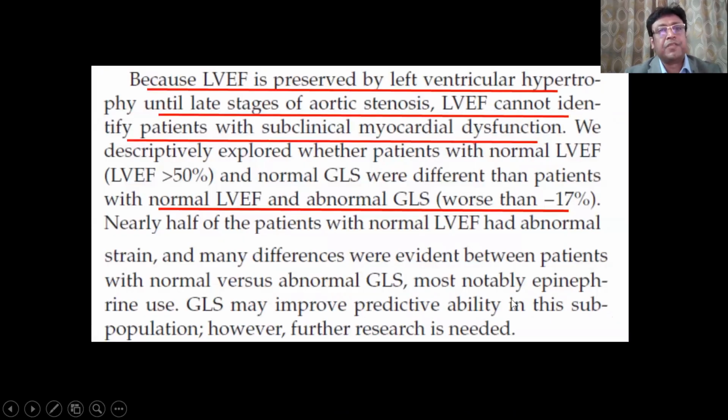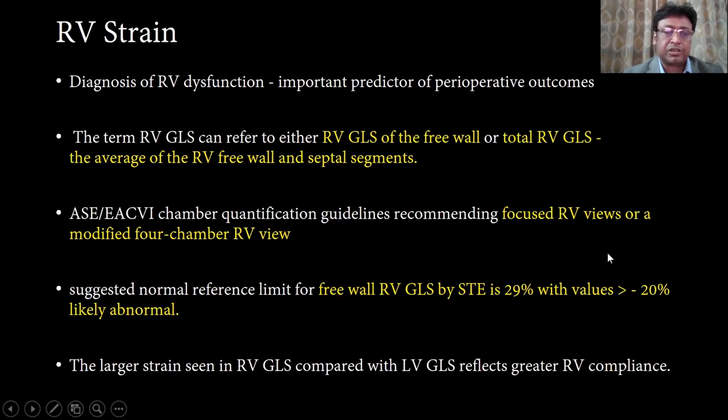And because LVEF is preserved by left ventricular hypertrophy until late stages of aortic stenosis, LVEF cannot identify patients with subclinical myocardial dysfunction, whereas the global longitudinal strain, if it's more than minus 17% in patients with preserved ejection fraction, indicates these patients are at high risk.